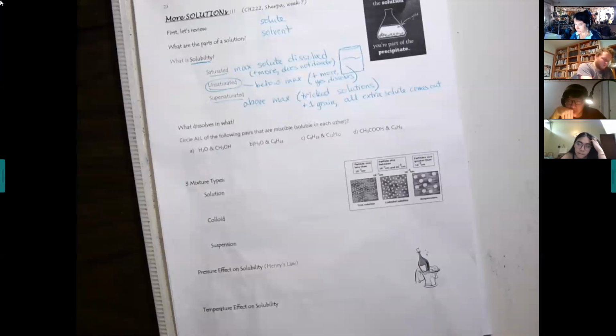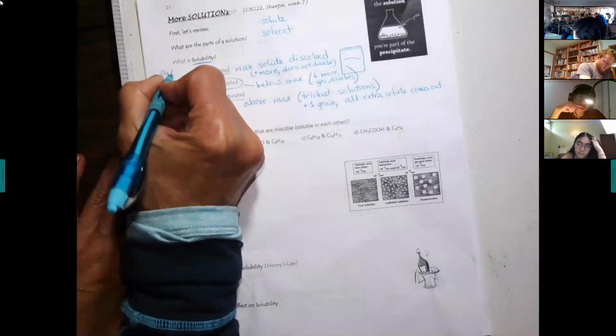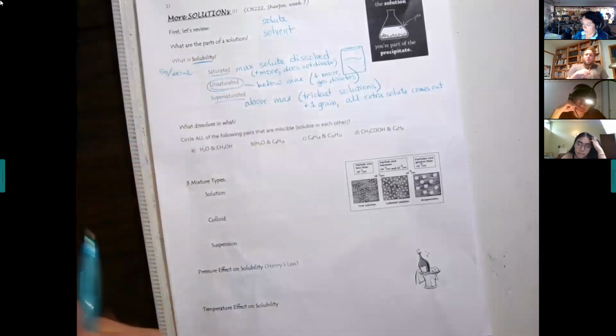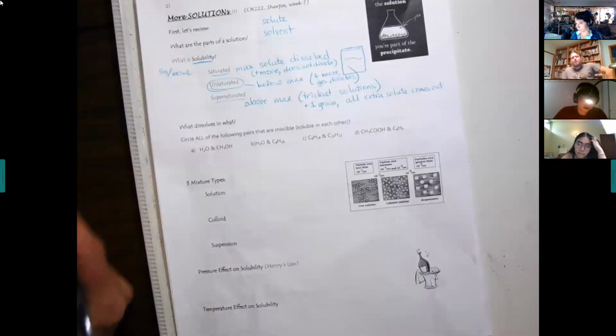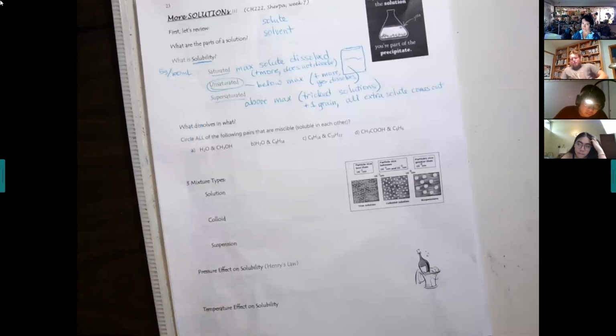All right, so everything has a saturation point. I'm going to make up a number. Let's say its saturation point is 5 grams per 100 milliliters. Then unsaturated would be anything less than 5 grams per 100 milliliters, so if you had only 2.5 grams. Supersaturated would be anything more than that. Saturated would be just that one point. So saturated is just one specific point.